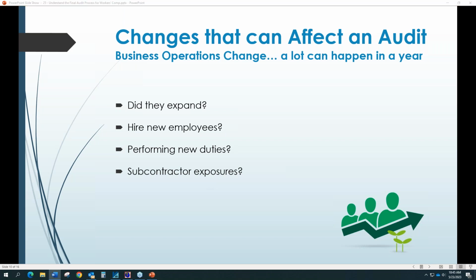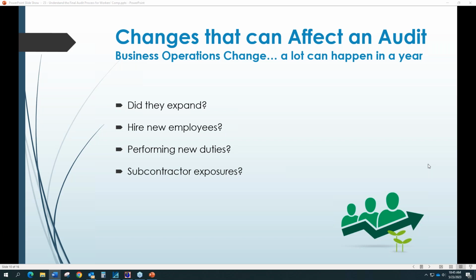When you write a new policy or are working with the insured on a renewal term, discussing changes that can affect an audit is very important. This could be throughout the year, these check-ins, but at least at renewal. And if you're writing new business, the bulleted items on the slide are important areas to pay attention to because a lot of things can change in the year. And so here's some of the questions you want to ask.